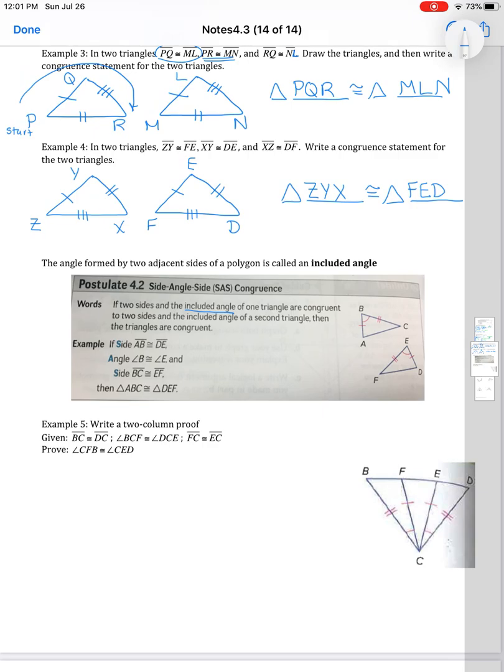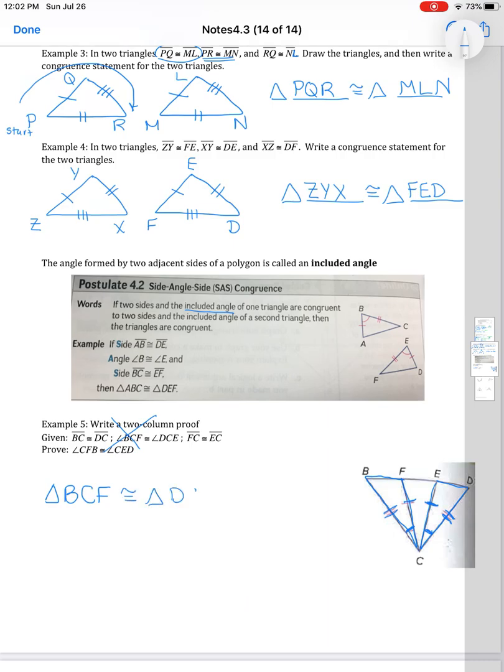All right, now the second one we're going to go over is side angle side. So what that means is you have two sides, and the key is the included angle. So when an angle is included, it has to be between the two sides that are congruent. So if you look at the triangles on the right, angle B is between AB and BC. Angle E is between DE and EF. So that is the included angle.